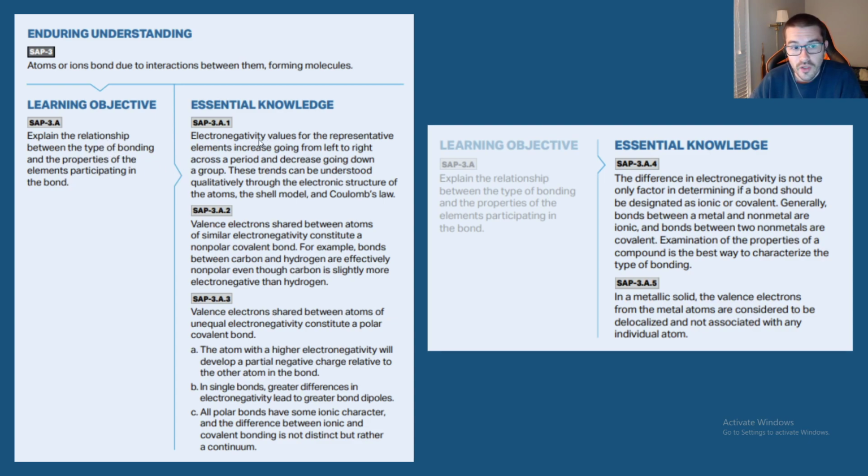And we're going to be talking a lot about electronegativity. We're going to be talking a lot about valence electrons, polar covalent bonds, nonpolar covalent bonds, ionic bonds, and later in the unit we're even going to be getting into metallic bonds. I don't have time to talk about this in this video, but we'll get there.